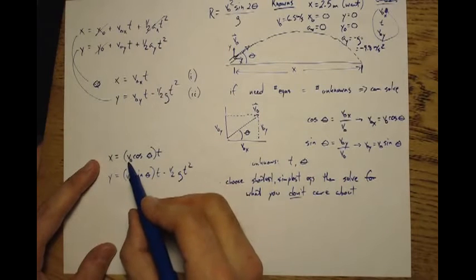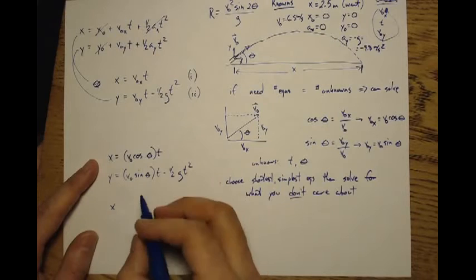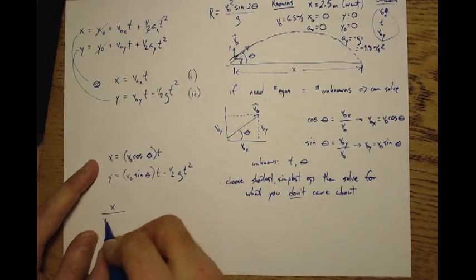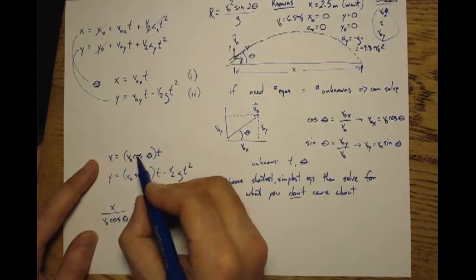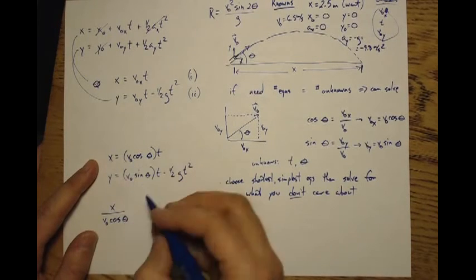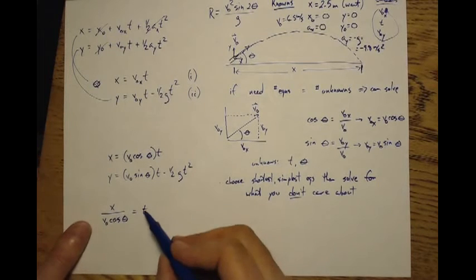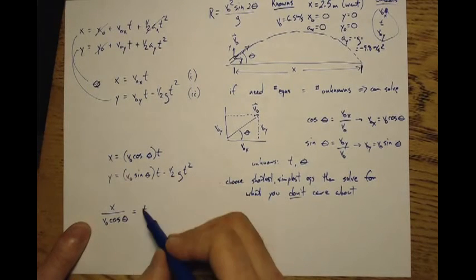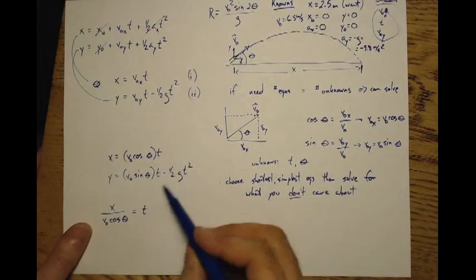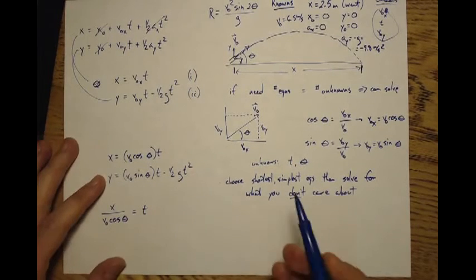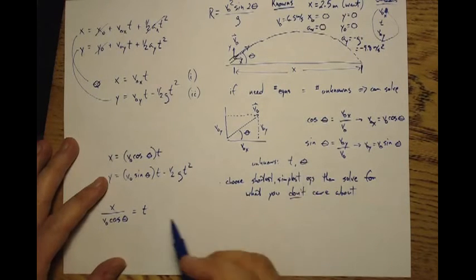So I'm going to divide both sides by v naught cosine theta. So I'm going to get x over v naught cosine theta. I'll get v naught cosine theta over v naught cosine theta, that's 1. So I've just solved for time. And now I'm going to plug this back into the next equation, and I'm going to get an equation that doesn't have time in it, which is great, because I don't care about time, I want theta.